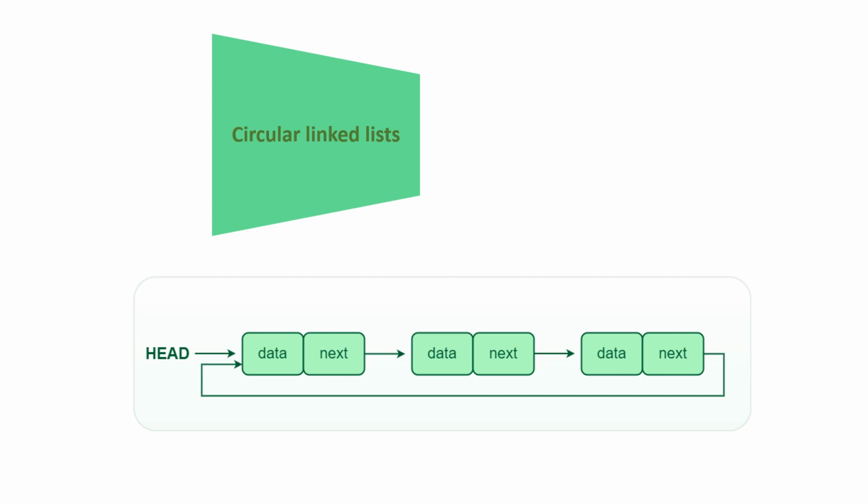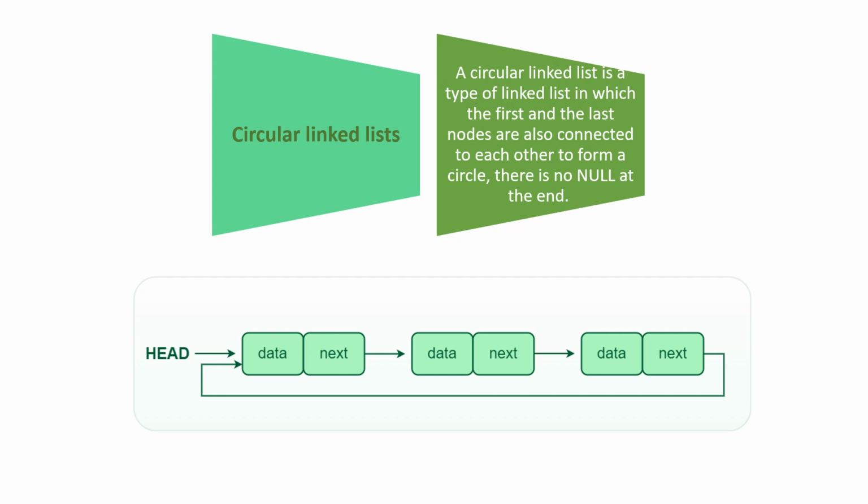And now we move to the circular linked list. This circular linked list is a type of linked list in which the first and the last nodes are connected to each other to form a circle. That is, there is no null at the end. This is the difference from the other linked list. So this is a type of list in which the first and the last nodes are interconnected, forming a circle, and there is no null at the end.